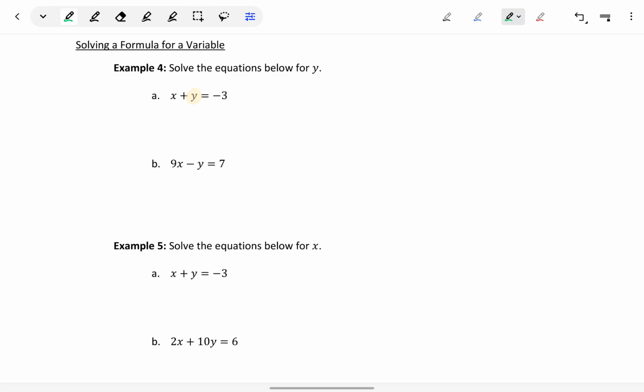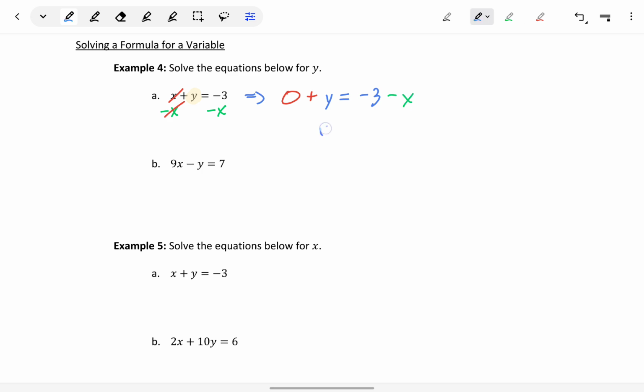In part A, we have a relatively simple example of this. Since we have a plus x on the left-hand side, we just need to subtract x from both sides of the equation. X minus x will cancel each other out. Any number plus its opposite becomes 0. So we can put in a 0 just as a placeholder there. So we'll have 0 plus y is equal to -3 minus x that we subtracted from both sides.